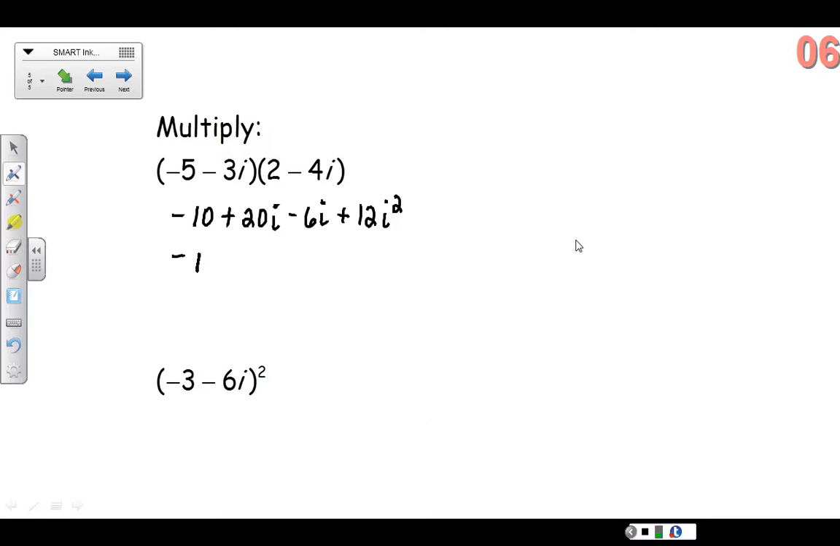So we have negative 10 plus 20i minus 6i. Instead of just writing the 12 times negative 1, we know that's just going to make a negative 12. So combining your terms, you've got your real parts, the negative 10 minus 12, so that's negative 22. And then the imaginary part, 20i minus 6i, would give me positive 14i.